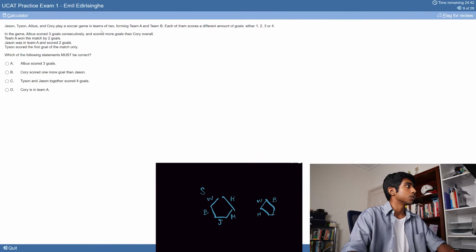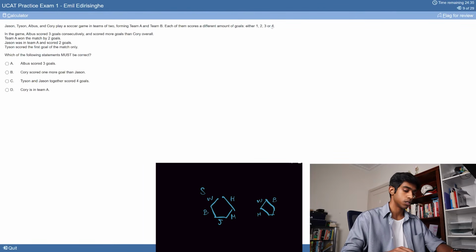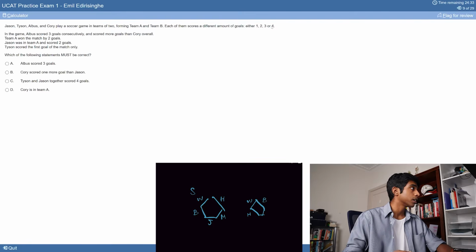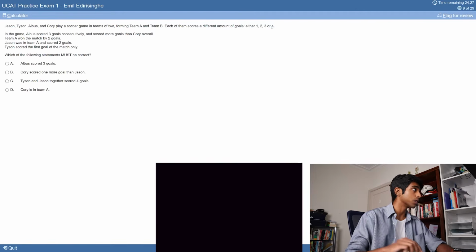Jason, Tyson, Albus, Corey. Soccer game in teams of 2, forming team A and team B. Each of them scores a different amount of goals, 1, 2, 3, or 4. Okay. Albus scored 3 goals consecutively, scored more than Corey overall.